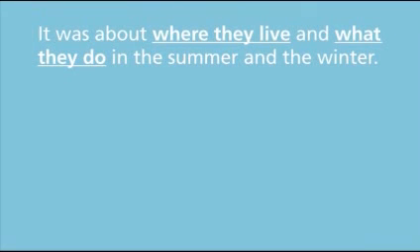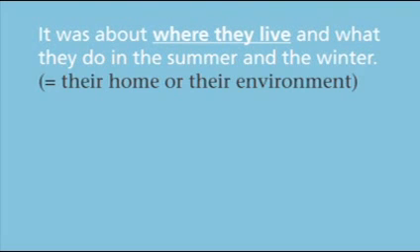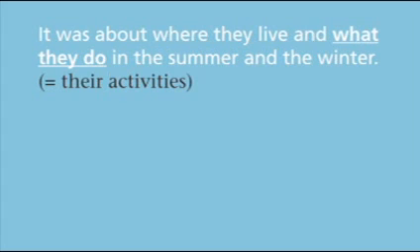It was about where they live and what they do in the summer and the winter. Where they live and what they do are WH clauses. A WH clause can contain the same information as a noun or a noun phrase. Where they live means their home or their environment. What they do means their activities, the things that they do.